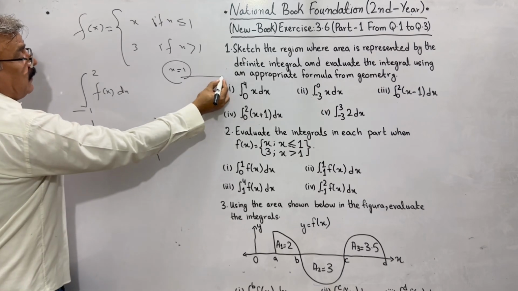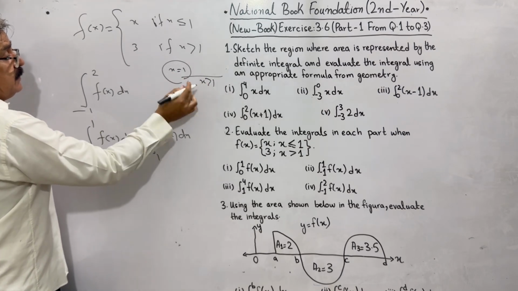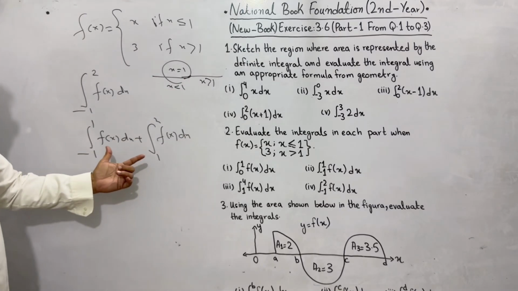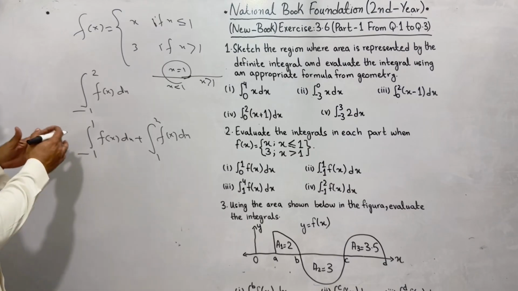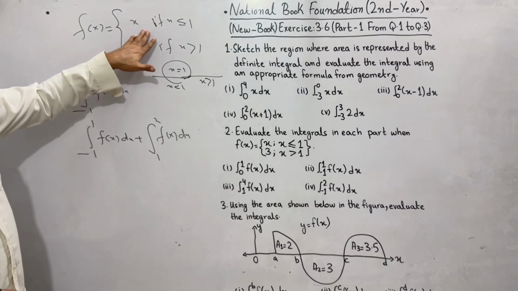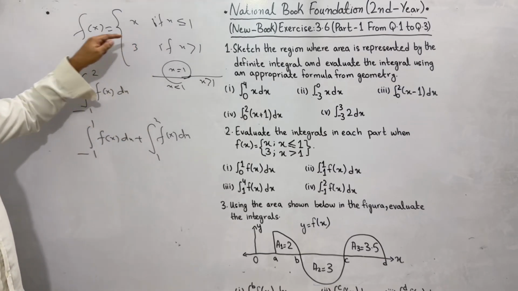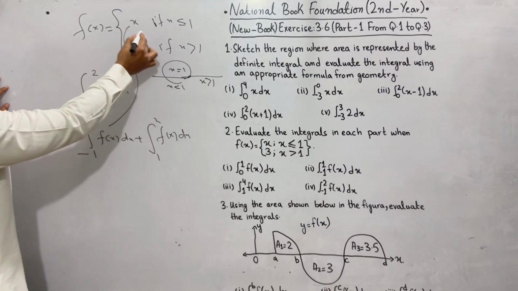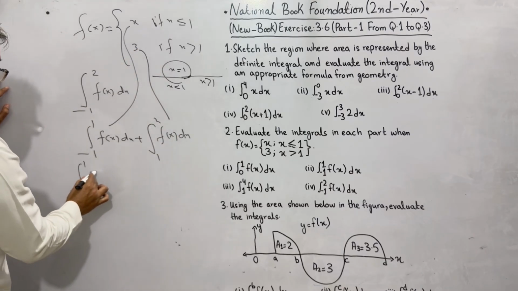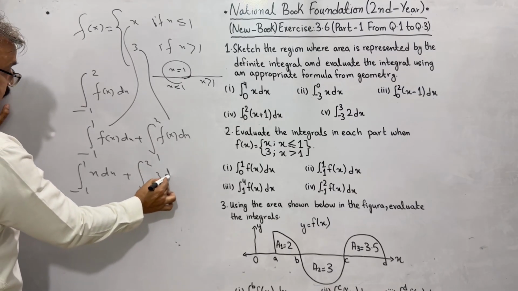Right side means x is greater than 1 according to this. On the left side of 1 it means x is less than 1. According to this suitability, I have broken down minus 1 to 2 into minus 1 to 1 falling in this part, from 1 to 2 falling in this part. For this my value is x, for this my value is 3. So minus 1 to 1 x dx plus 1 to 2, 3 dx.